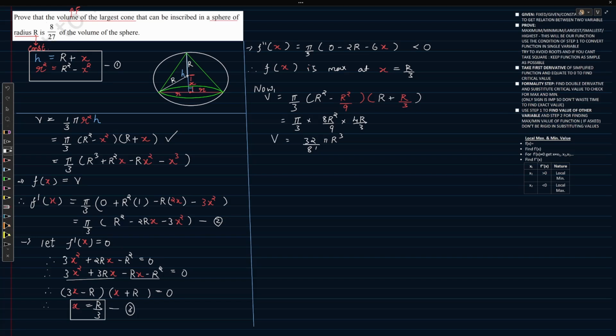Okay, this is our volume of cone. Volume of sphere will be 4 by 3 pi R cube. By taking the ratio of both, V upon Vs will become equal to 8 by 27, pi R cube will get cancelled out. Hence we can say volume of cone is nothing but 8 by 27 of volume of sphere, which is proved.